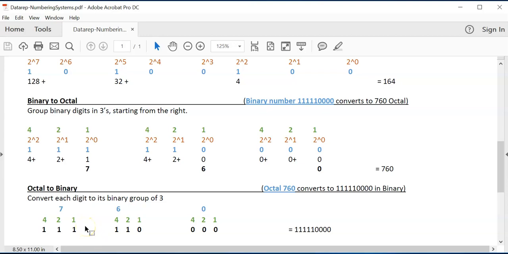I find it simpler. So octal digits, and for each octal digit, open it into 3 binary digits. And then you just simply write all of these together. So when you write them, you get 11111 0000. That's your binary. So we've taken 760 octal, and that converts into this number in binary.